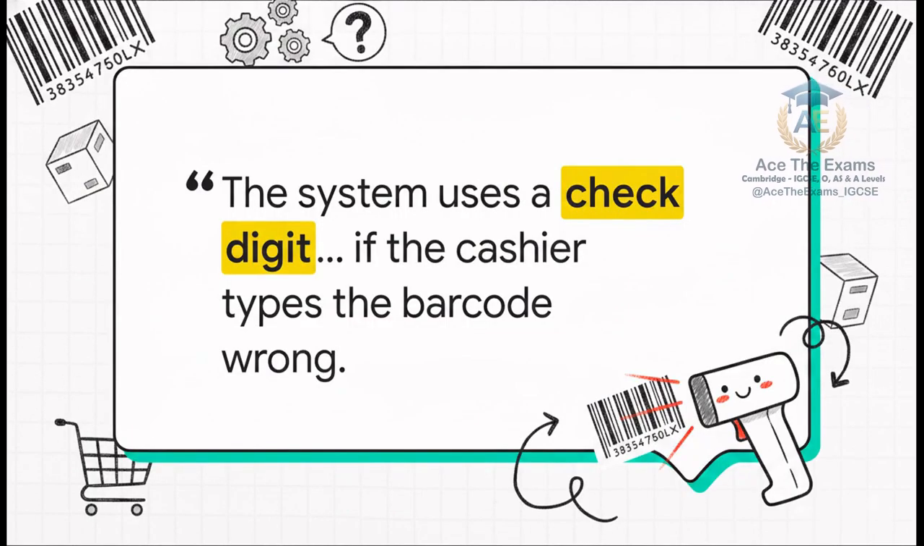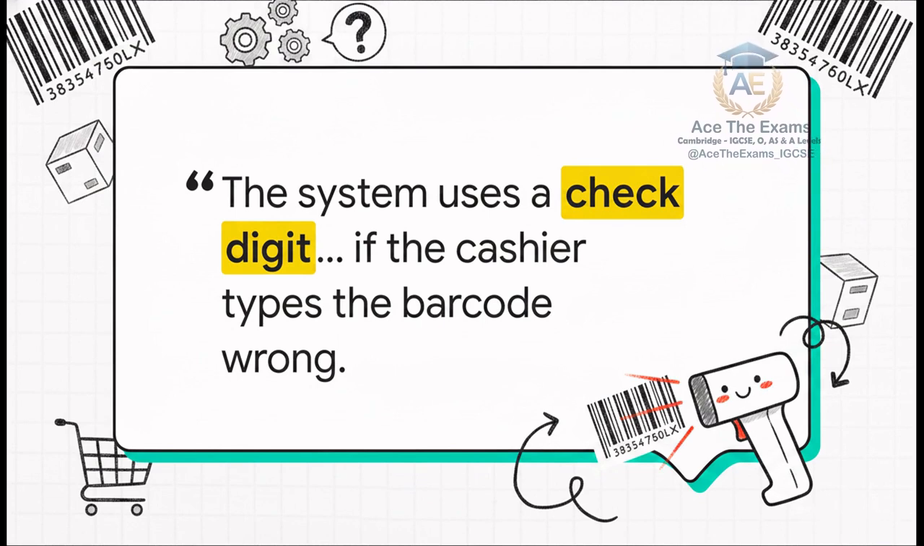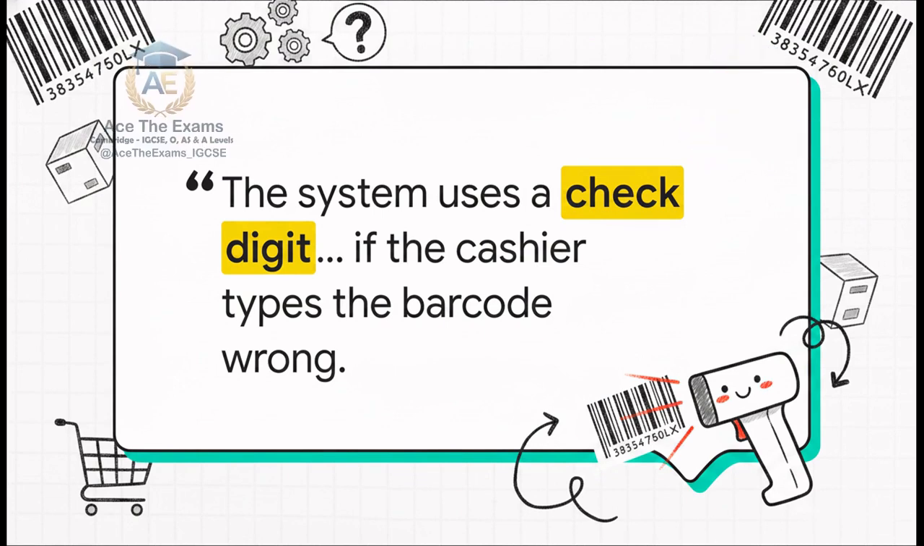Let's put this to the test with an interactive challenge. Here is a super flawed scenario-based student answer about a retail barcode system. The student wrote, "A retail store uses barcodes. The system uses a check digit. It finds the error if the cashier types the barcode wrong."